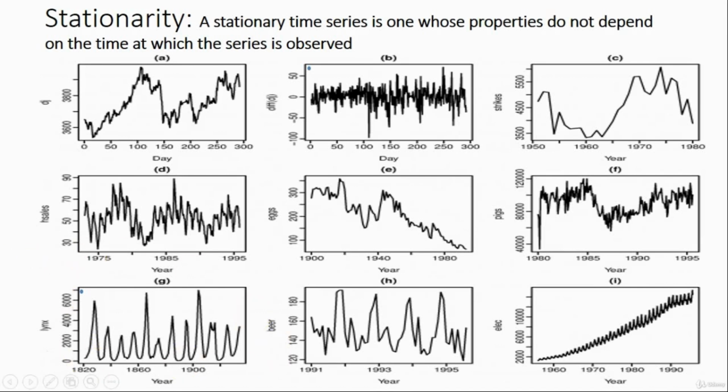If you observe all of this, then you'll see that point B and point G, these two are stationary, and the remaining are non-stationary. Non-stationary means basically they have some kind of trend, either up or down. So this is the non-stationary part.